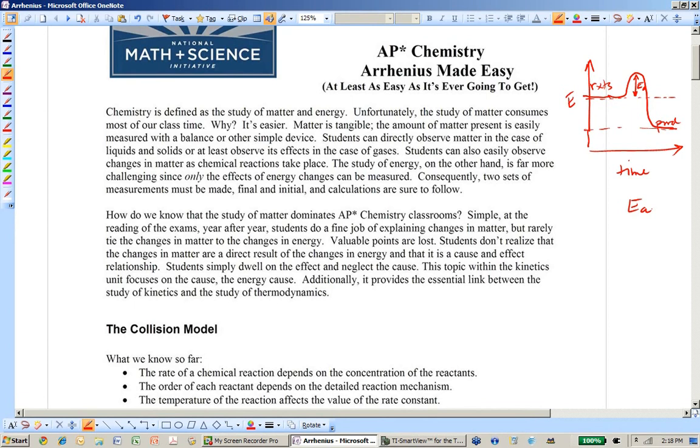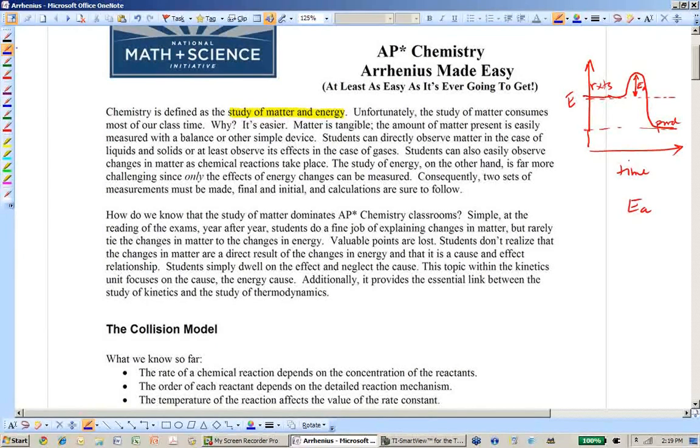So at the beginning, chemistry is defined as the study of matter and energy. You'd be amazed at how many kids I ask that, and they don't know the definition of that on a Saturday morning. So unfortunately, the study of matter consumes most of our class time because it's easier, it's tangible. We can measure it with a balance, or we can use a probe to measure things, or some other simple device. But you can observe matter directly in the case of liquids or solids, or at least observe its effects in the cases of gases, color changes, etc., bubbles forming.